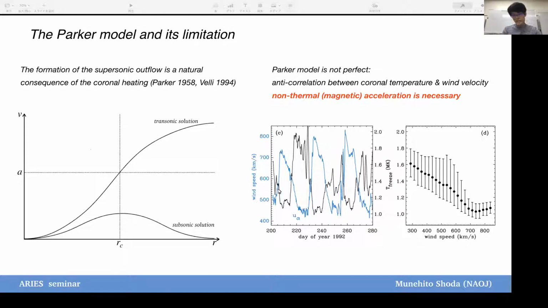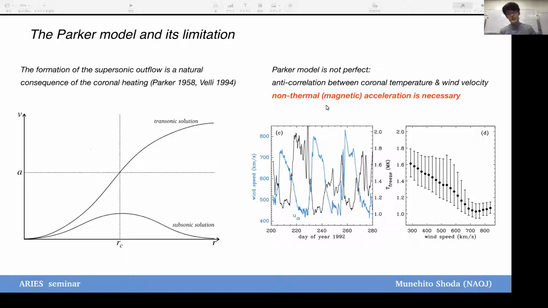And you can clearly find an anti-correlation between the solar wind velocity and the freezing temperature or the coronal temperature. So it means that the solar wind from hot corona is slow. The solar wind from cool corona is fast. So it is clearly contradictory to what Parker predicted.